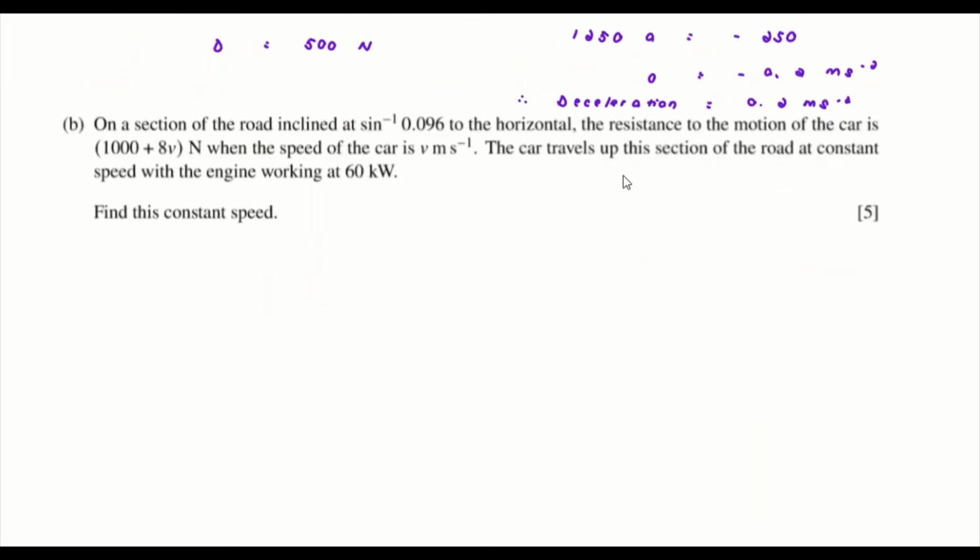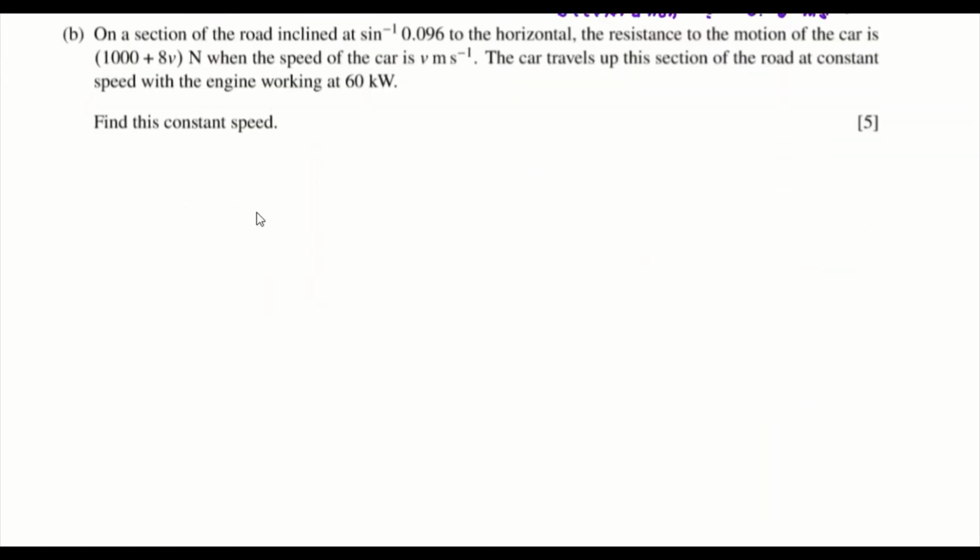Okay, now let's look at part B. On a section of the road inclined at sine theta equals 0.096, so this is similar to the previous question, so you do not really need to change it in your calculator, just keep the value. So the resistance to the motion of the car is 1000 plus 8V Newton when the speed of the car is V meter per second. Okay, so same thing, we can try to draw out the diagram. Okay, so just keep the value.